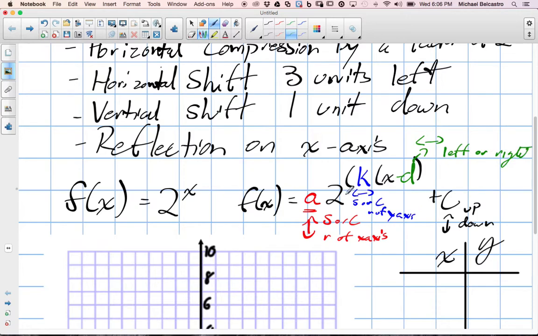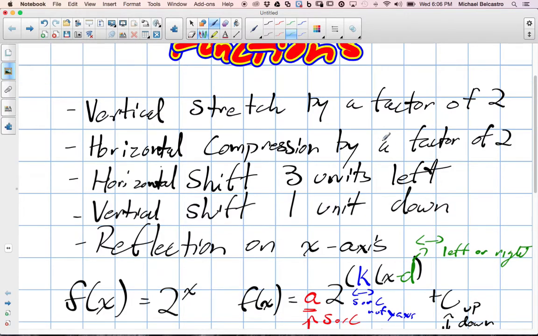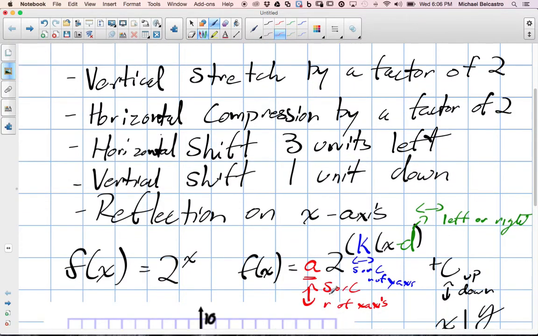Okay? So with that being the case, whether they want us to build the equation or just graph it, we can have an idea of how to set up this equation. So some of the things we're going to look at. A vertical stretch by a factor of 2. Well, vertical stretches fall under the A category, so we know that this is going to be dealt with our A. A horizontal compression. Horizontal compressions or stretches deal with the K value. So we know that this is essentially a K value.